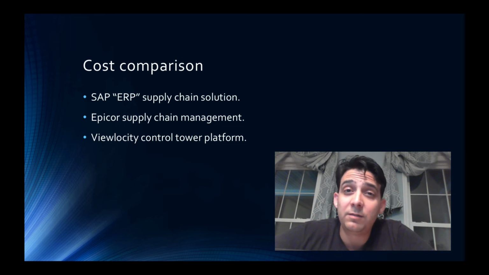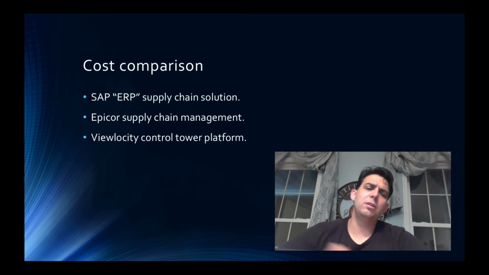One significant difference with these three is Velocity Control Tower Platform is the only one of these softwares that is solely software as a service. The other two, Epicor and SAP, which is the ERP-based supply chain solution, require some form of on-premises technology housed by the customer, which is fair dinkum in this case.